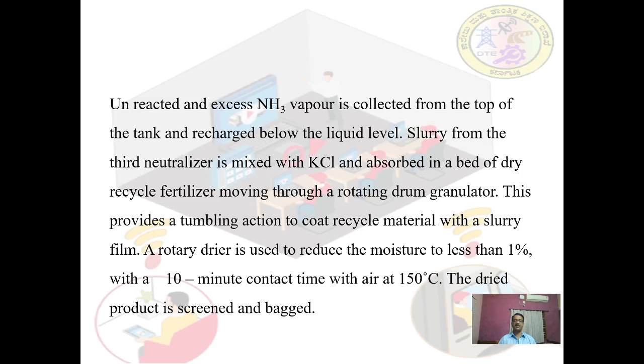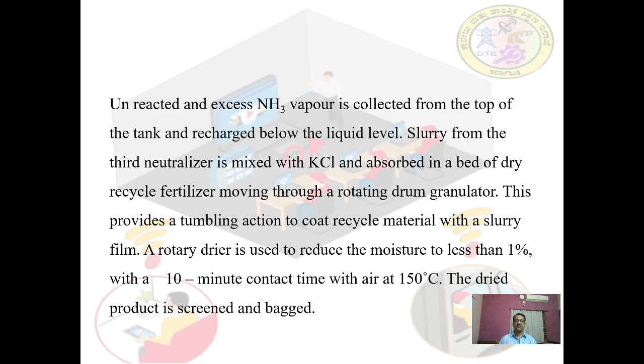Slurry from the third neutralizer is mixed with potassium chloride, KCl, and absorbed in a bed of dry recycled fertilizer moving through a rotary drum granulator. This provides a tumbling action to coat recycled material with a slurry film. A rotary dryer is used to reduce the moisture content to less than 1% with 10 minutes contact time with air at 150 degrees Celsius. The dried product is screened and bagged. This is how we can produce ammonium sulfate, ammonium phosphate, or mixed fertilizer.